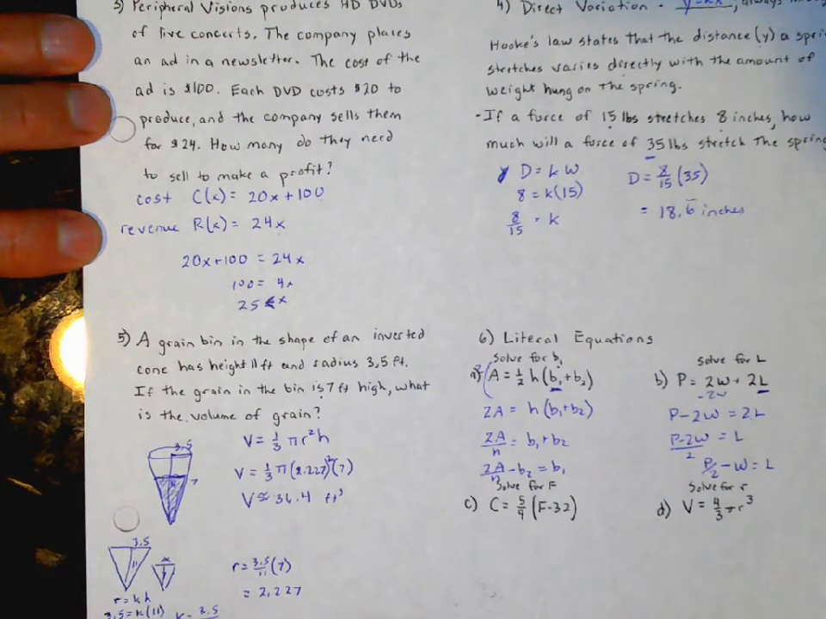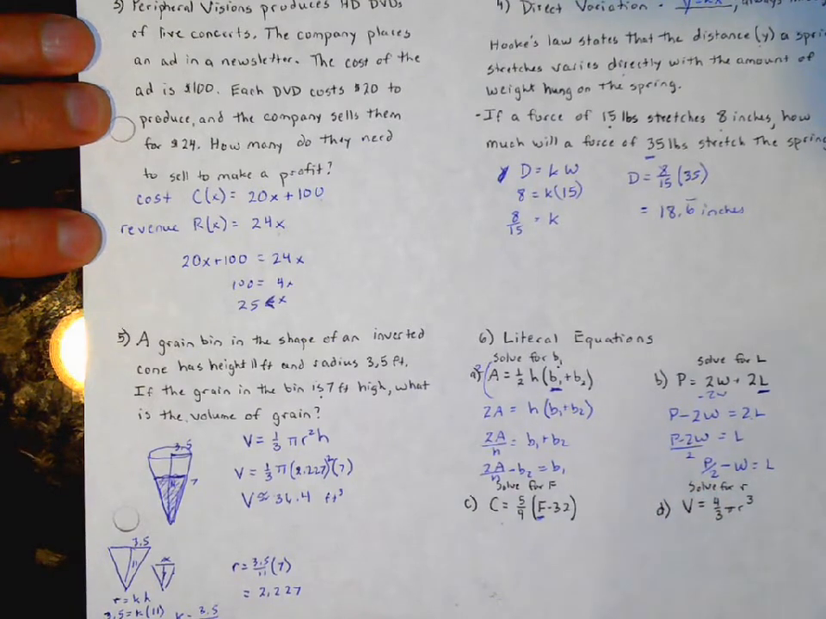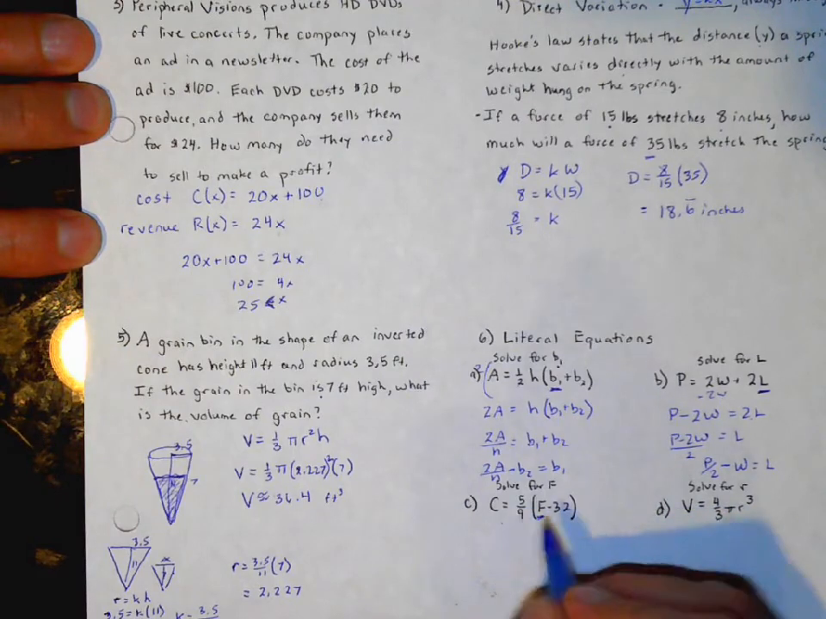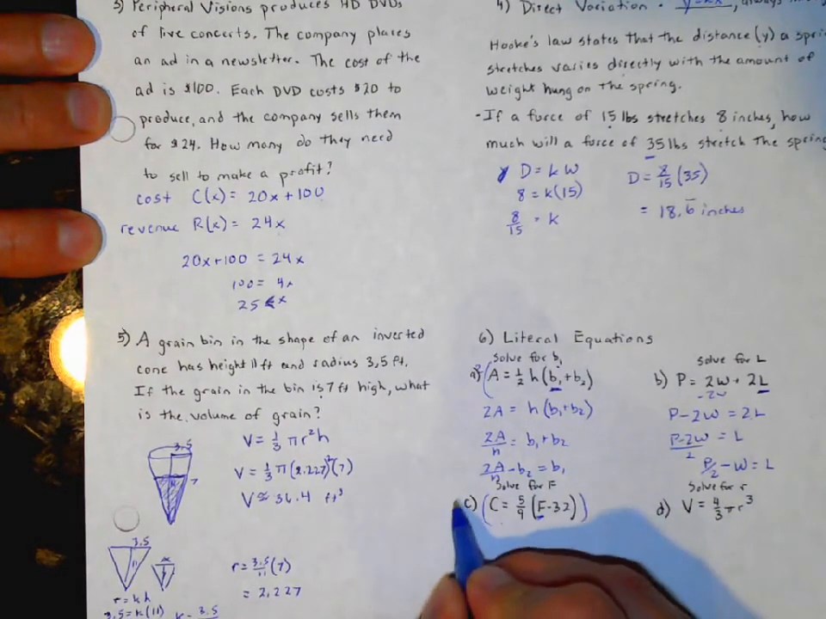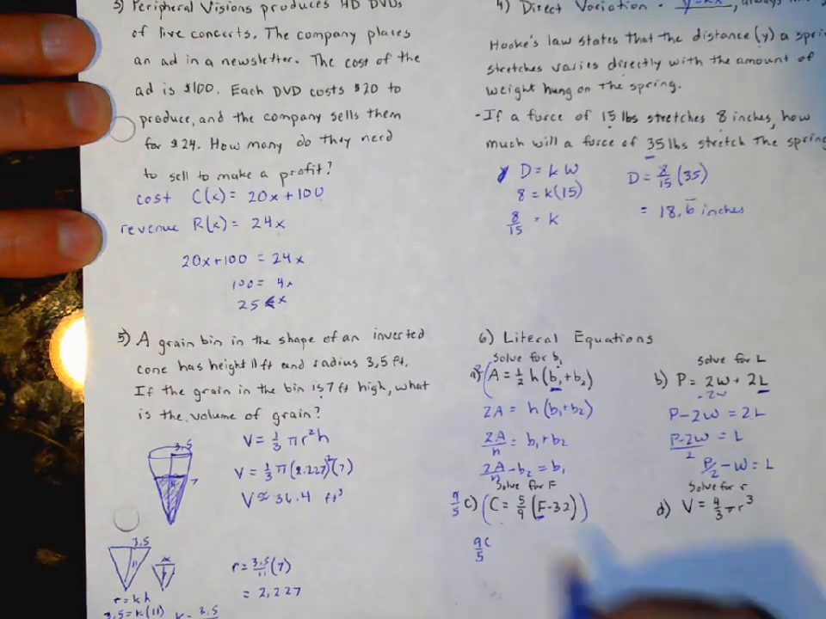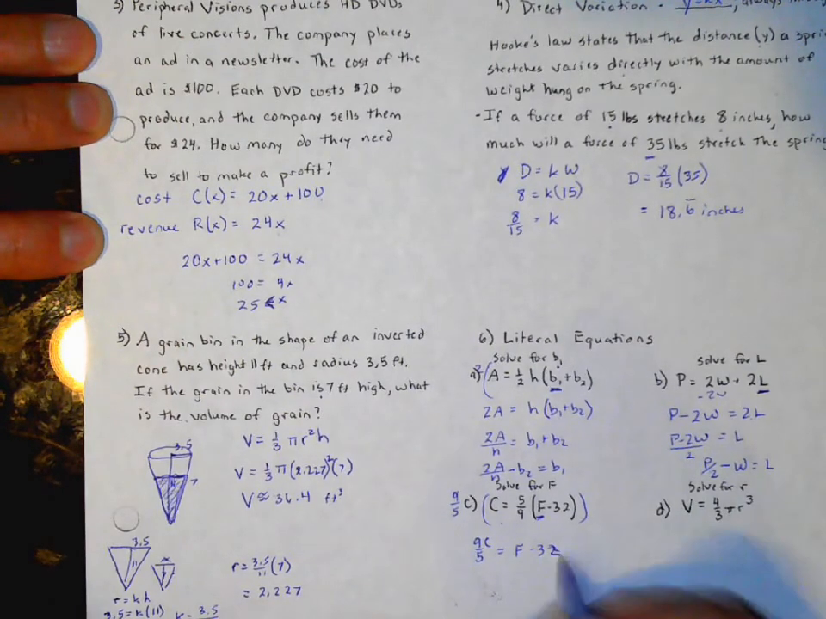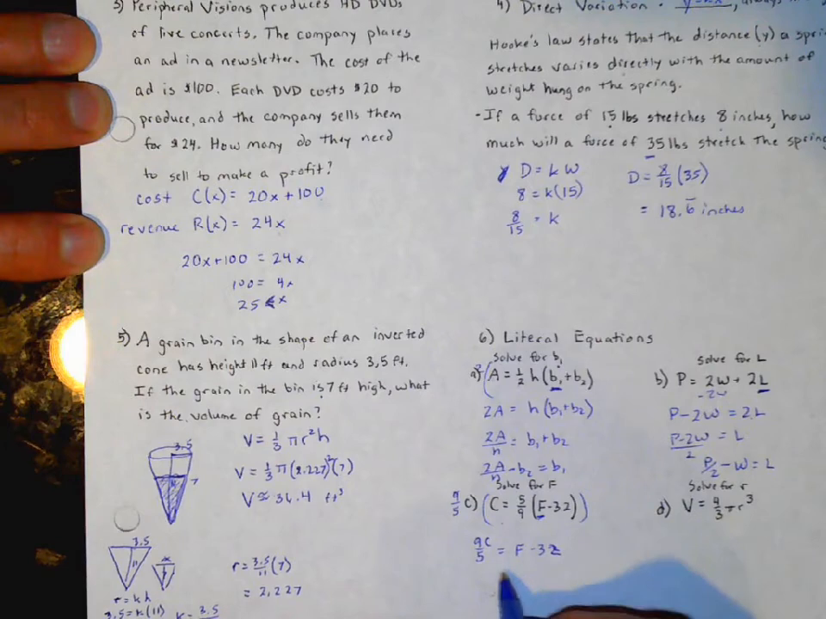Okay, next one, I want to solve for the F, the Fahrenheit. This is the Celsius. Let's switch it around and do the Fahrenheit. So once again, I like to get rid of the fraction there. Let's multiply by the reciprocal, 9/5. So times c would be 9/5 c. And that times that is 1, cancels out. So I just have f minus 32. And to get this f by itself, I'm going to add the 32. So I have 9/5 c plus 32 is equal to my Fahrenheit.